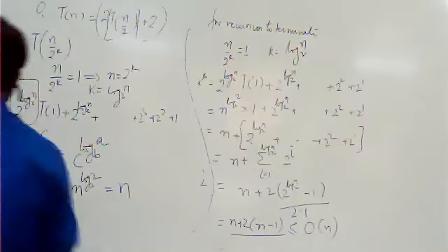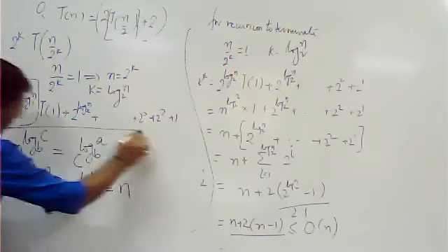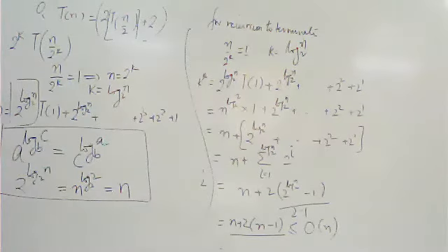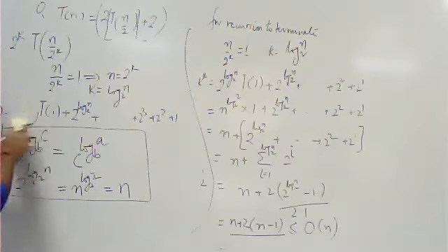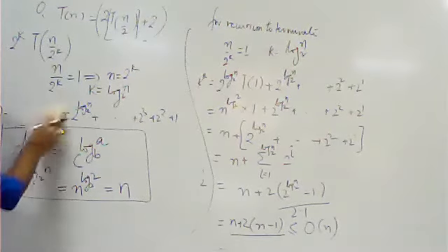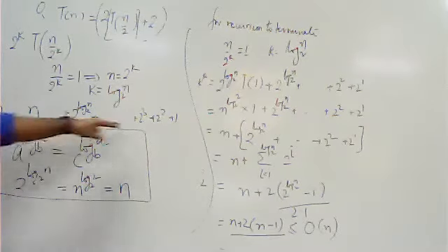So now we'll substitute it. After doing this, you can note this down. Here we'll get n, and this became 1, so we got n. So now we have the series: n plus this one.